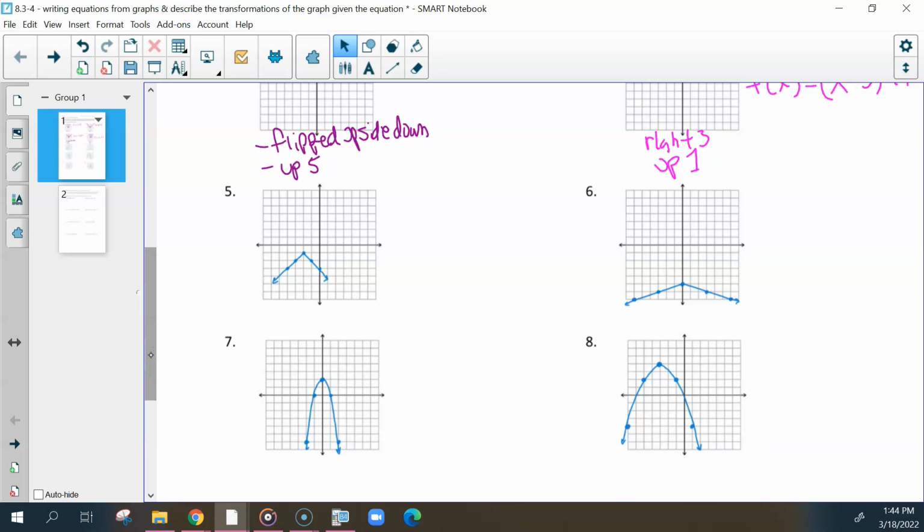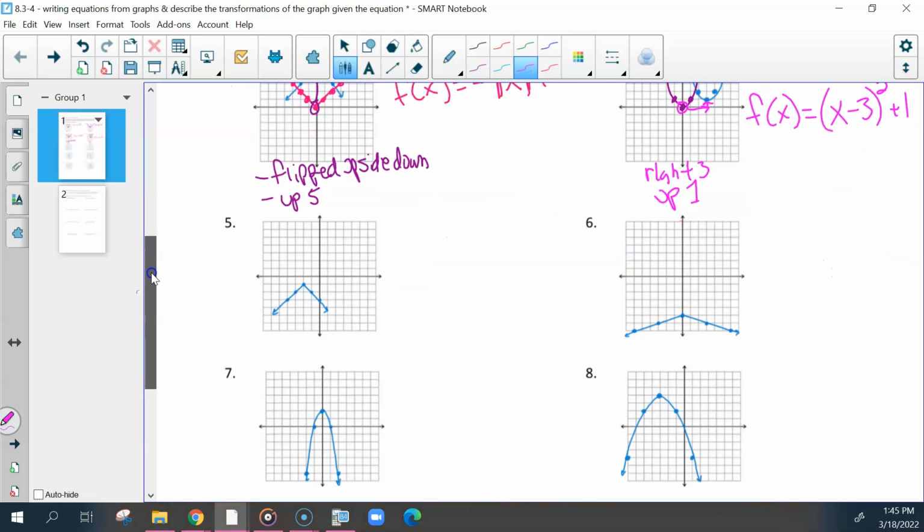We'll do 5, we'll do 6, and we'll do 7. We'll do 5, 6, 7, 8, and then we'll stop there. Okay, so for 5, as you start doing this, before I finish that statement, you should be able to picture where the parent function is without graphing it every time. But if you still need to graph it every time, feel free to do that, because it does help you visually see where it was.